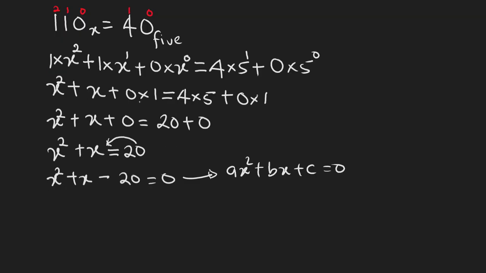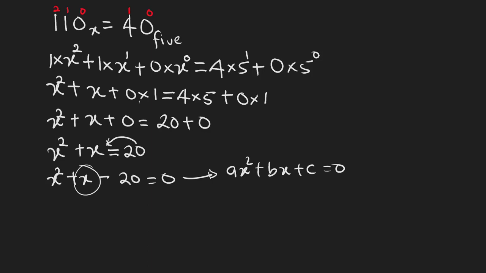So now, in solving this, I'm going to use the factorization method. We are going to look for two numbers that when we multiply them, we have minus 20, right? And if we add those numbers, we have 1, because this is 1x.